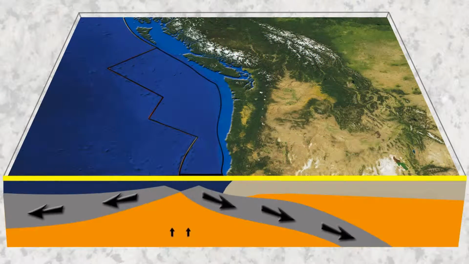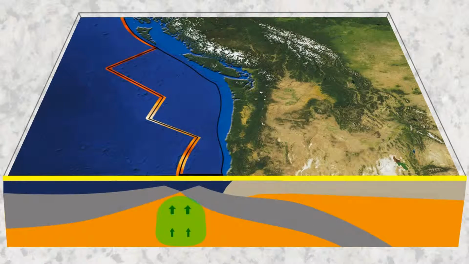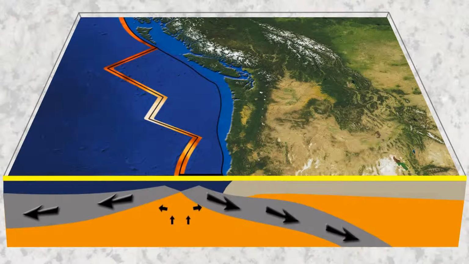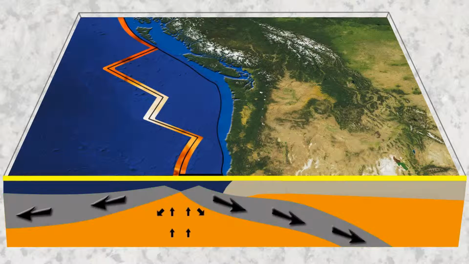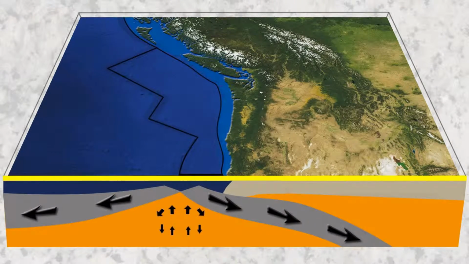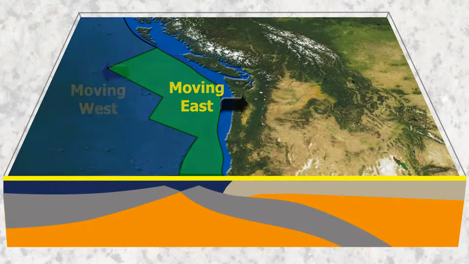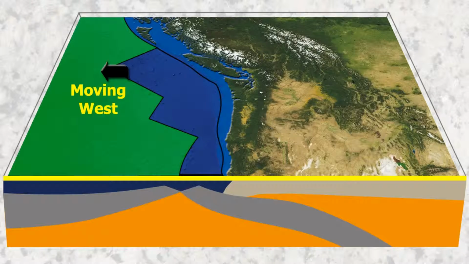This process begins with mantle material welling up due to convection. The upwelling of mantle material pushes up in between the plates. This pushes the plates apart. This mantle material that reaches the sea floor becomes new plate material. In our case here, the Juan de Fuca plate moves to the east and the Pacific plate moves to the west.